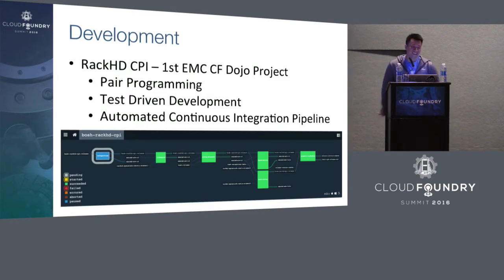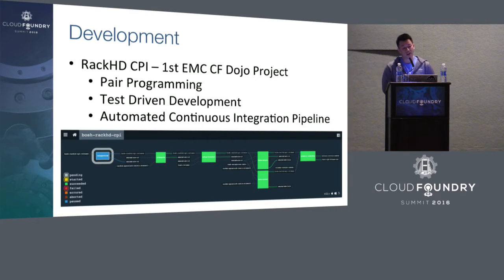As I said before, the RackHD CPI is developed in the Cambridge Dojo. After going through the Dojo program in Pivotal, the most important thing that we have learned is the development methodology, which is pair programming, test-driven development, and continuous integration. We try to follow all of those guidelines when we develop the RackHD CPI.